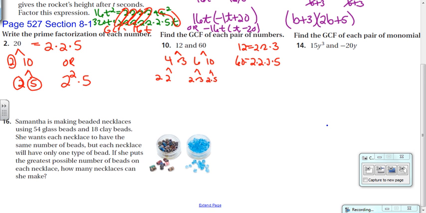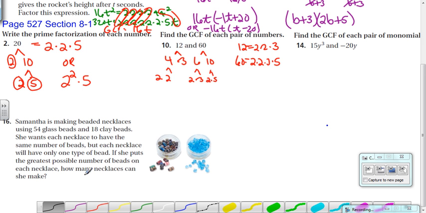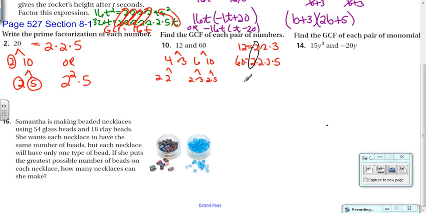So then what do they have in common? So what's in common is a pair of 2s, another pair of 2s, and a 3. So if I multiply 2 times 2, I get 4. 4 times 3 is 12. So the GCF was 12.